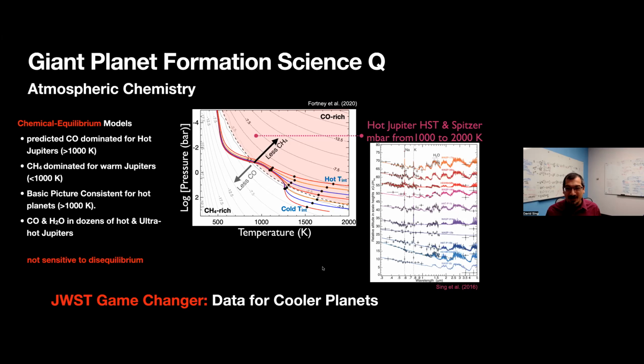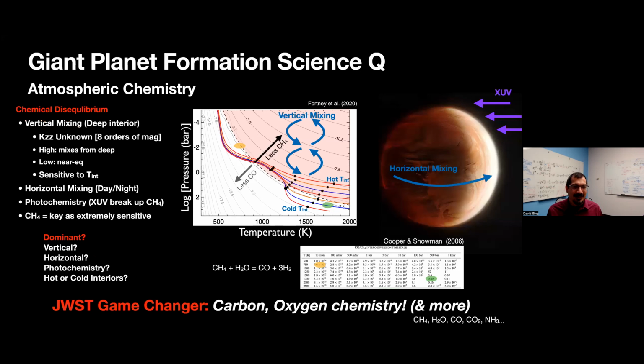But with Hubble, you're not really sensitive to this equilibrium chemistry. So here JWST comes in as a game changer. It's going to open it up to much cooler planets. So that's great. And especially with cooler planets, we have to start to worry about disequilibrium chemistry.